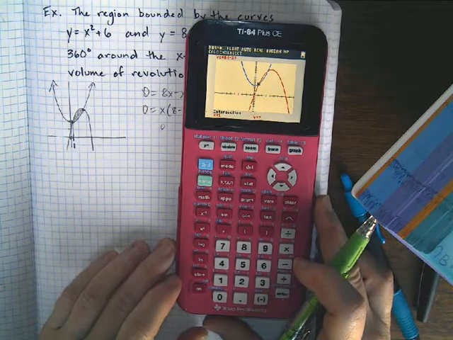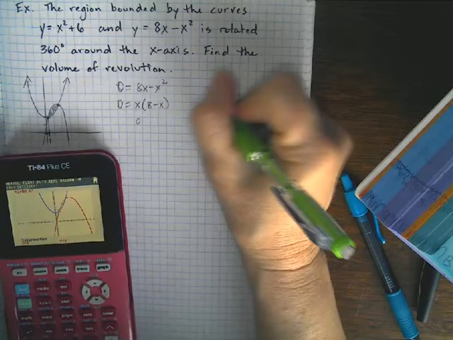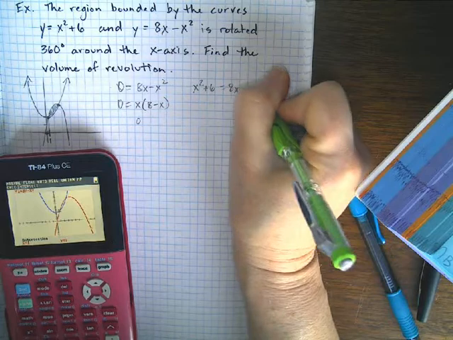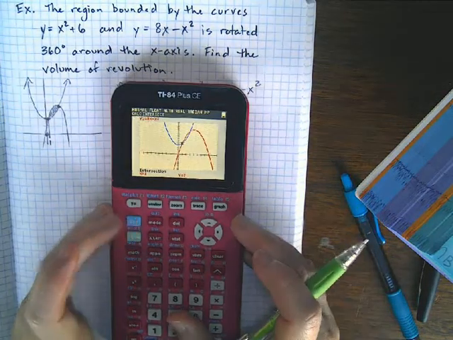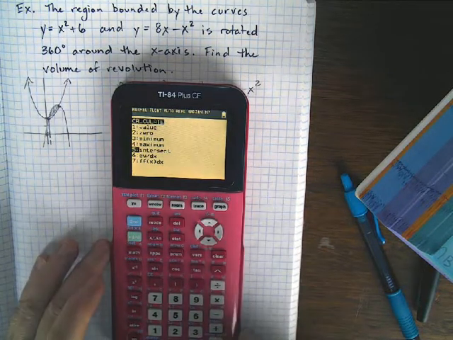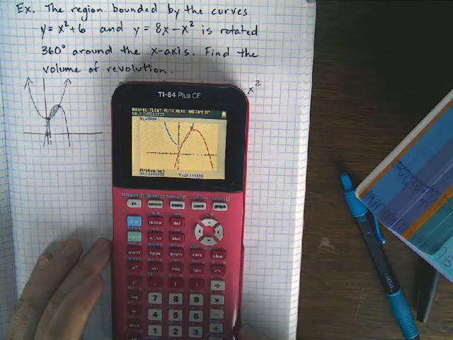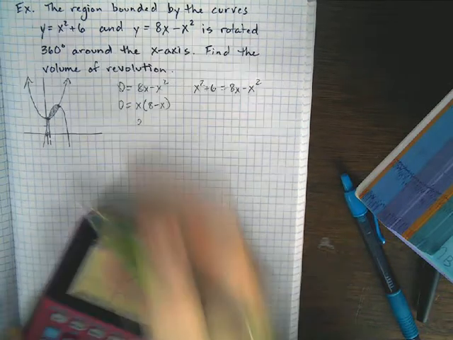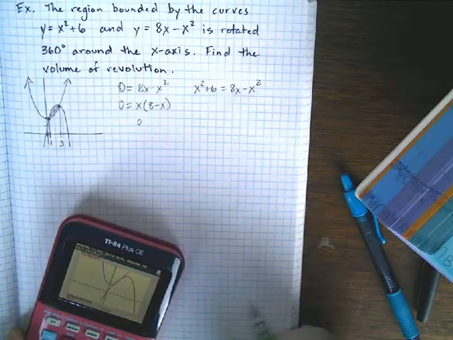If it hadn't, I would have needed to set the two equal to each other: x squared plus 6 equals 8x minus x squared, and solve that. But right now it's giving me a really nice answer, so I'm not too worried about that. Let's do it again. Intersection, option 5, and this time I want to move closer to the other intersection. Enter, enter, enter, and I get 3 and 15. Yay! This intersection is at 3 and 15, so that's 3.